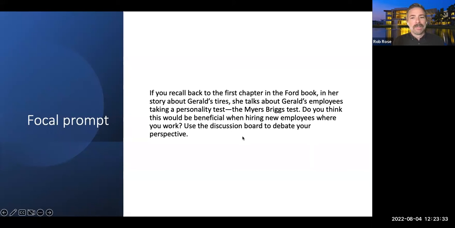An example, it says, if you recall back to the first chapter in the book and her story about Gerald's tire, she talks about Gerald's employees taking a personality test, the Myers-Briggs test. Do you think this would be beneficial when hiring new employees where you work? Use a discussion board to debate your perspective. So ideally, what's going to result from this prompt is that students take a position, right, on whether they think the Myers-Briggs would be beneficial for hiring new employees.